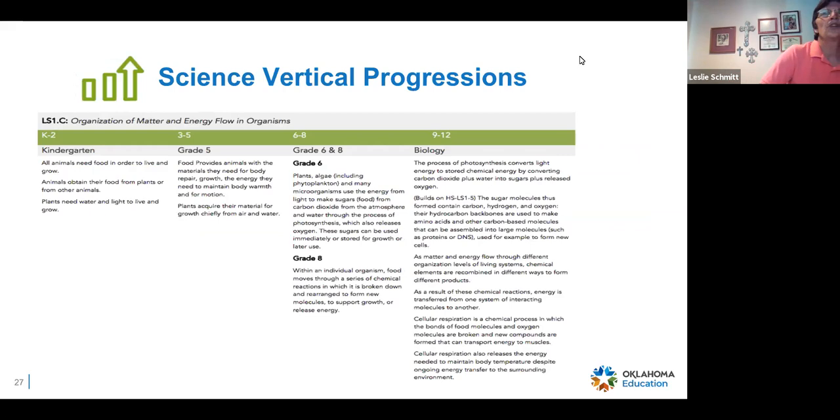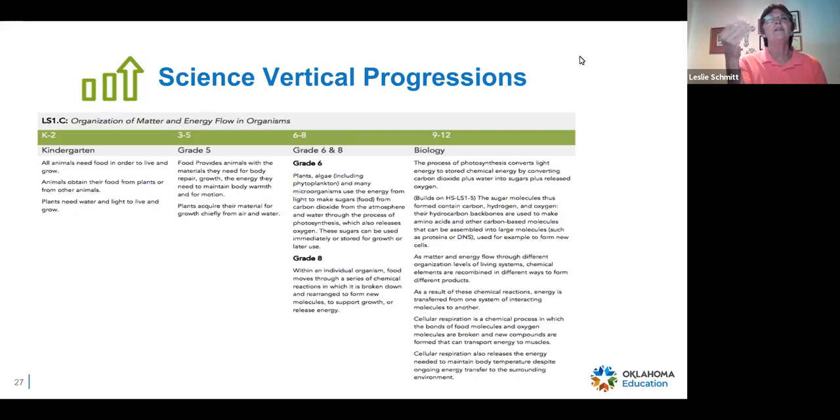The final piece is the science vertical progressions for this particular standard, energy, matter and energy flow of organisms. You'll see that the progression starts for this standard in K through 2. What kindergarten students are introduced to is then reinforced in 1st grade and 2nd. Then you go to the 3rd through 5th grade level, and it builds in progression so that they understand that it also becomes part of the food, animals, materials, and then progresses to the 6th through 8th grade.